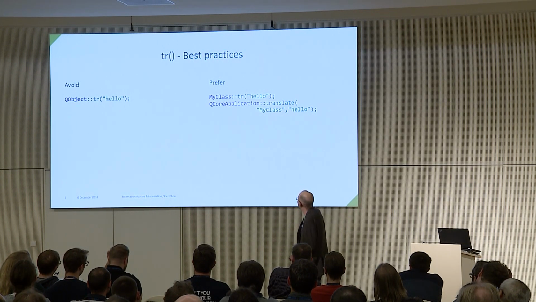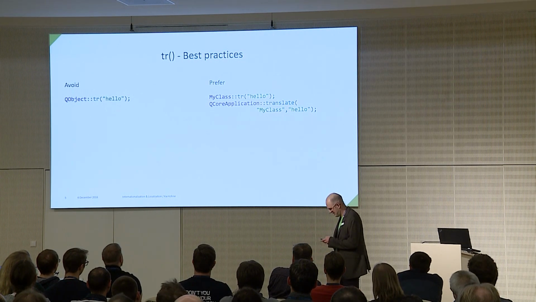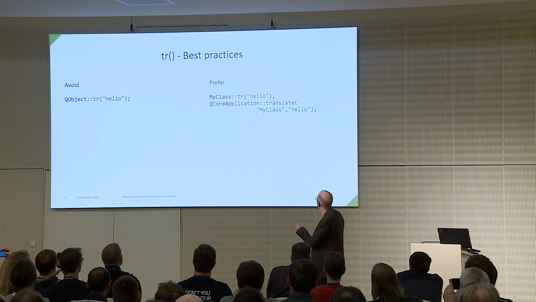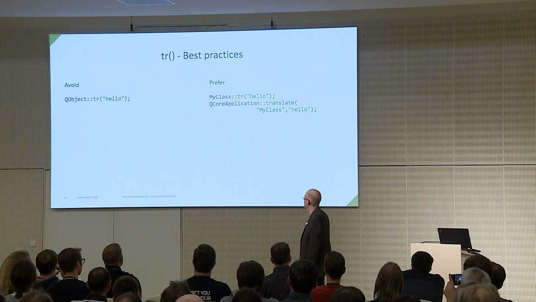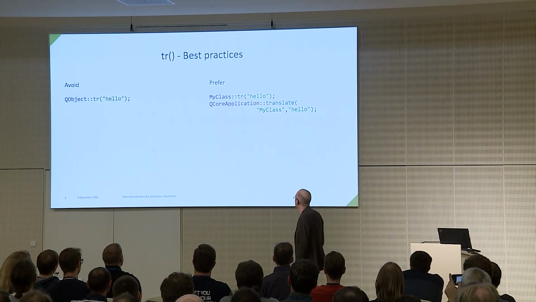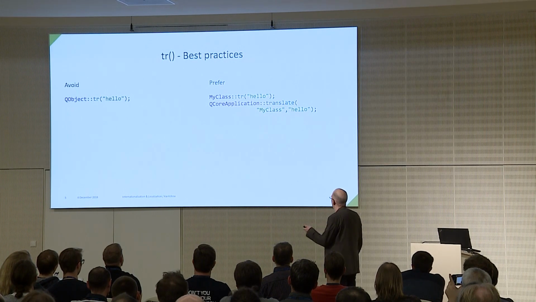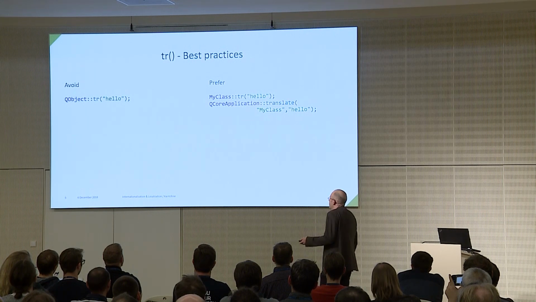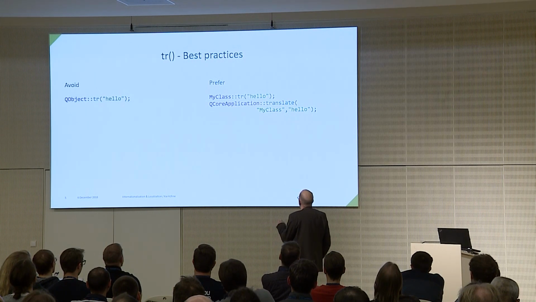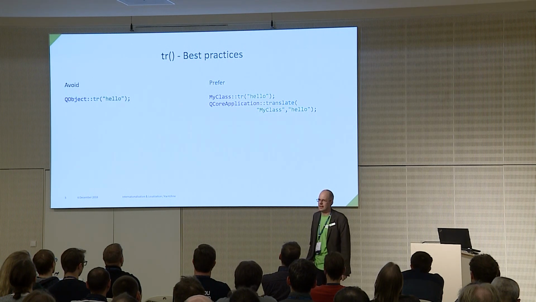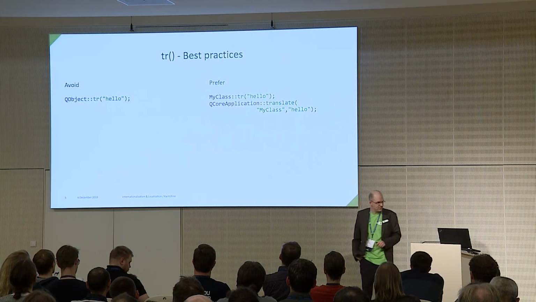Either do this translation in something that has TR, or you can explicitly call TR on a class, so it's a public method. Or if you're, for instance, in main and there is no real natural class to place that in, you can also make it explicit by QCoreApplication::translate and then pass the context there.